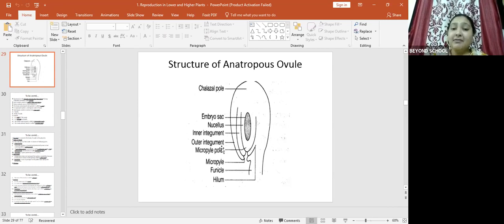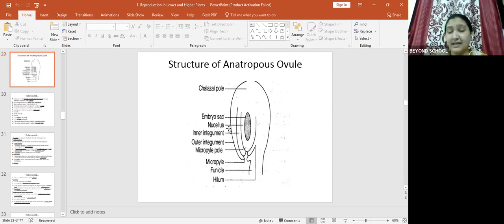All right. Then we have two types of integument. The first one is the inner integument, which is present inside, and then we have the outer integument, which is present outside. Okay. This integument gives protection to our embryo sac. All right, what is it doing? This embryo sac, which is the female gametophyte, which we will see a little later, it is protecting it. All right, then we have a nucellus.